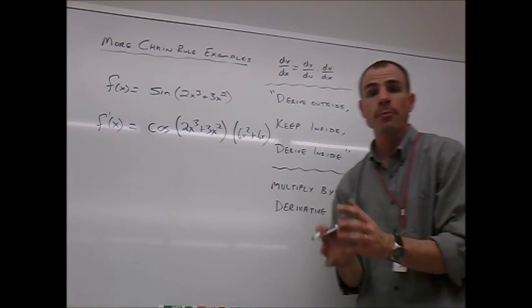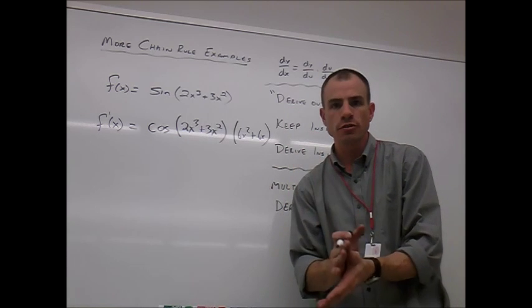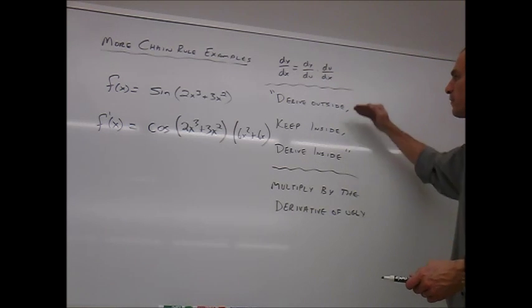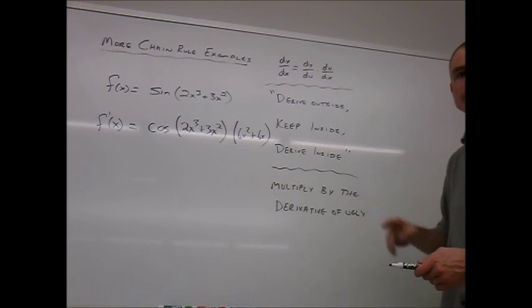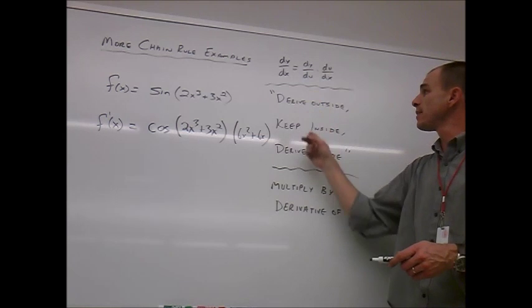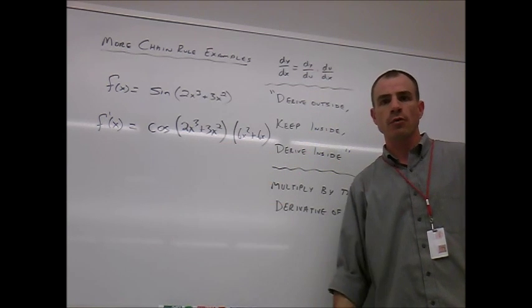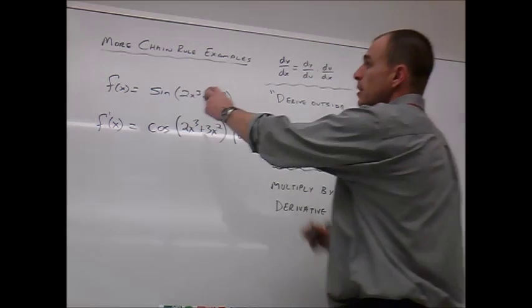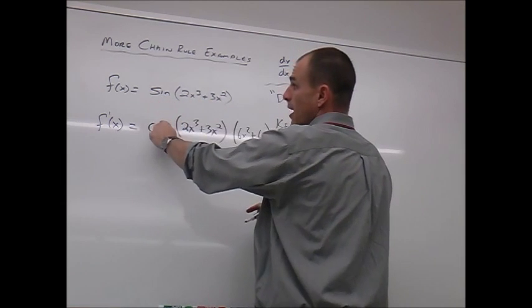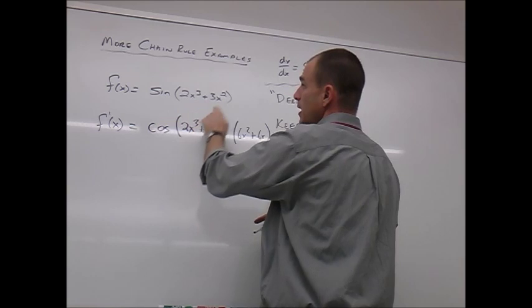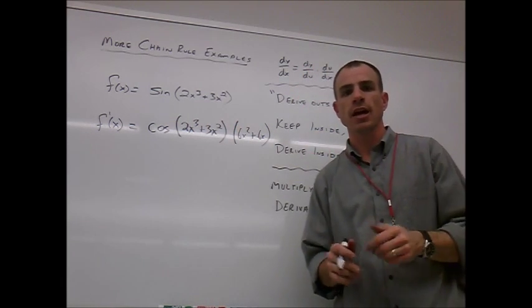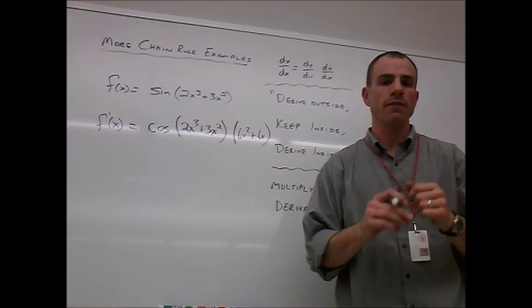You can absolutely do that, and I would encourage you to do that if that's how you feel comfortable with the chain rule. But as you're working this, if you see these three things going on, and that makes sense to you, try it this way, because you're going to get your answer a lot quicker, and then you have more time for other problems. Derive the outside, keep the inside, derive the inside. 1, 2, 3. Derive the outside, keep the inside, derive the inside.